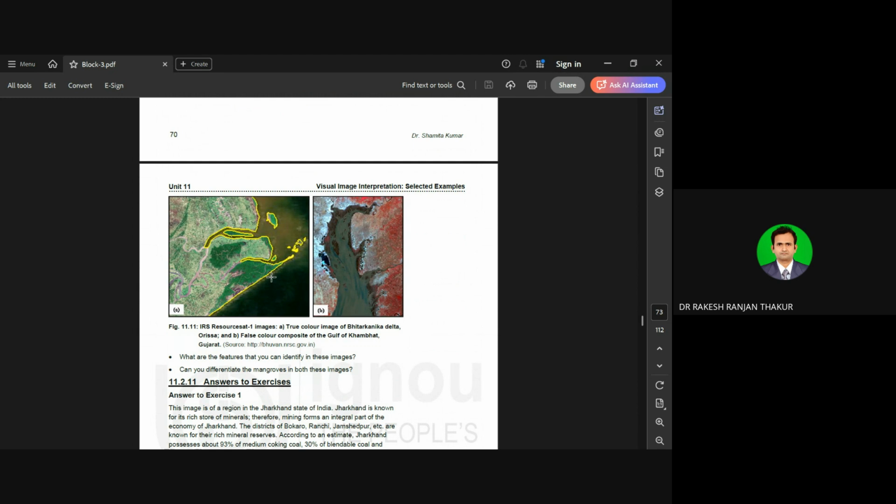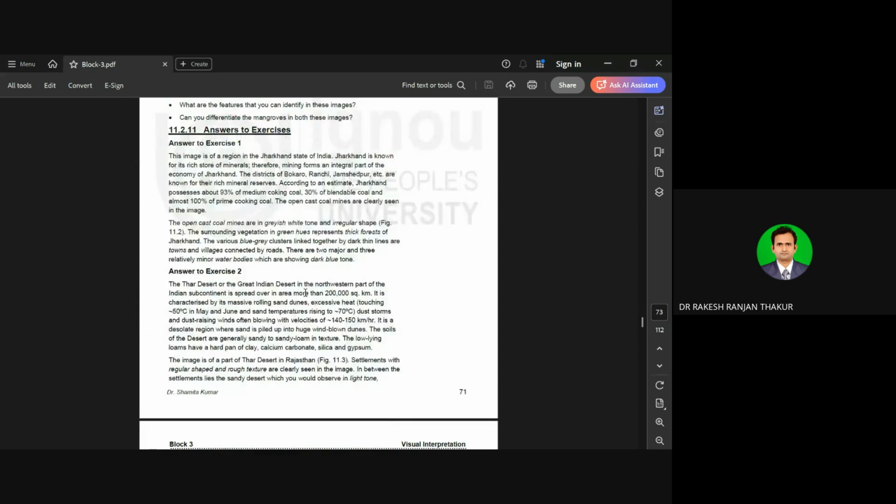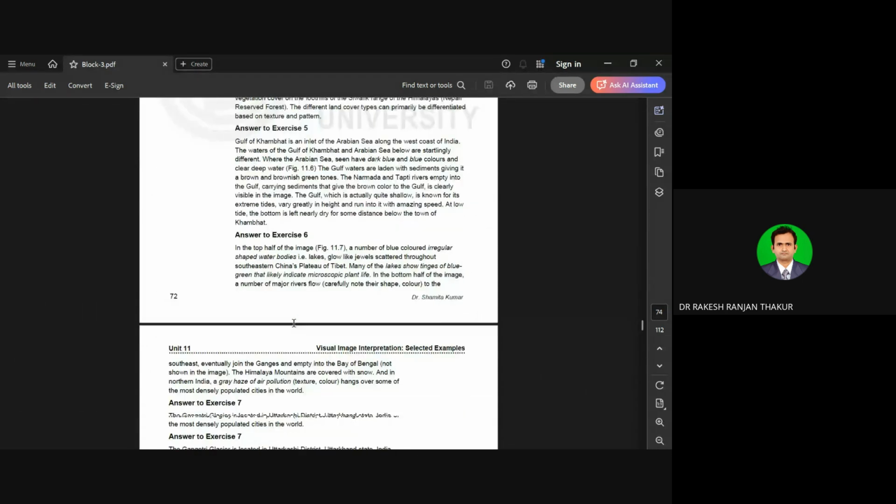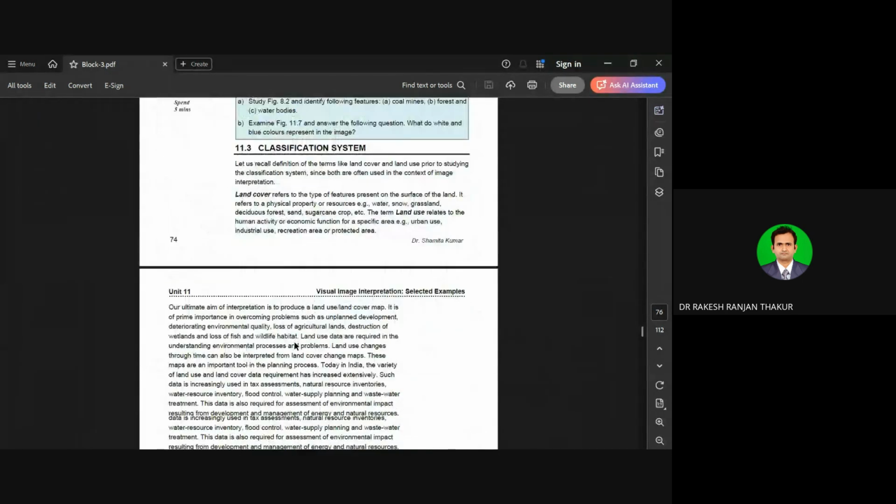So I have good knowledge about this area, and it is famous for crocodiles. A lot of crocodiles are found here in the Bhitarkanika region, right? Then let's see if any other examples are there.